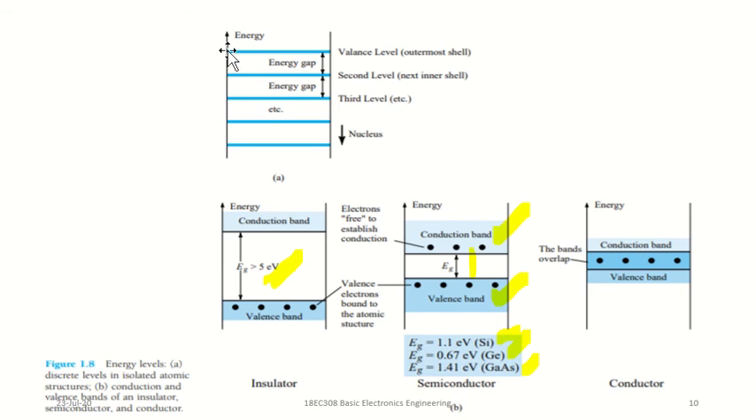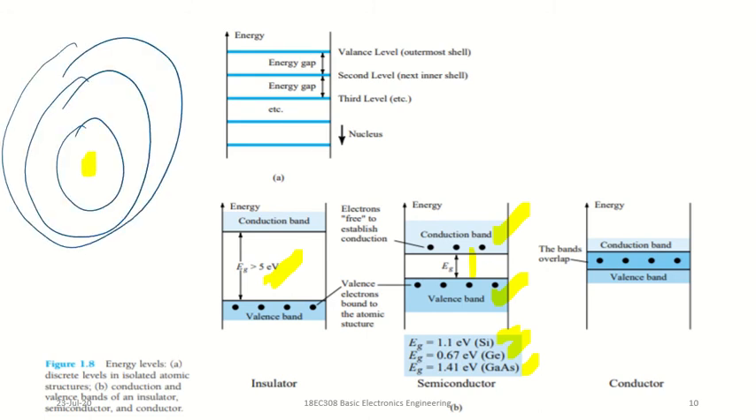Okay, and you have to observe one more thing. Look at this figure. This is for each atom. I said we have a nucleus. Around the nucleus we have the shells. This outermost shell is called the valence shell. The electrons present in the valence shell are called valence electrons.